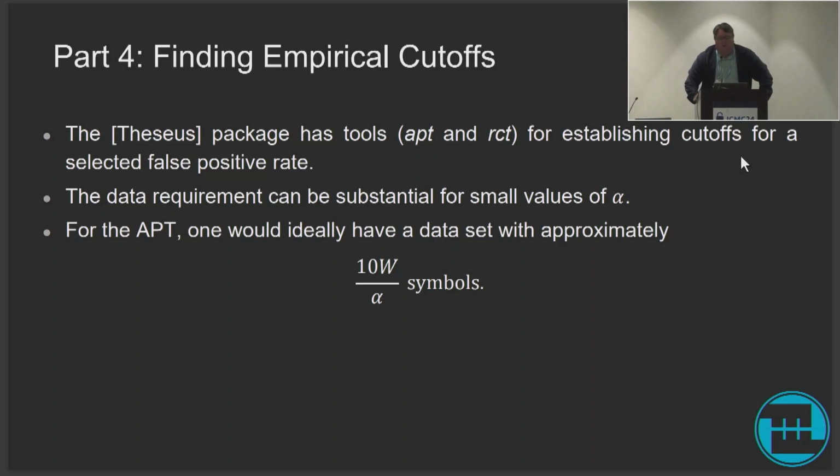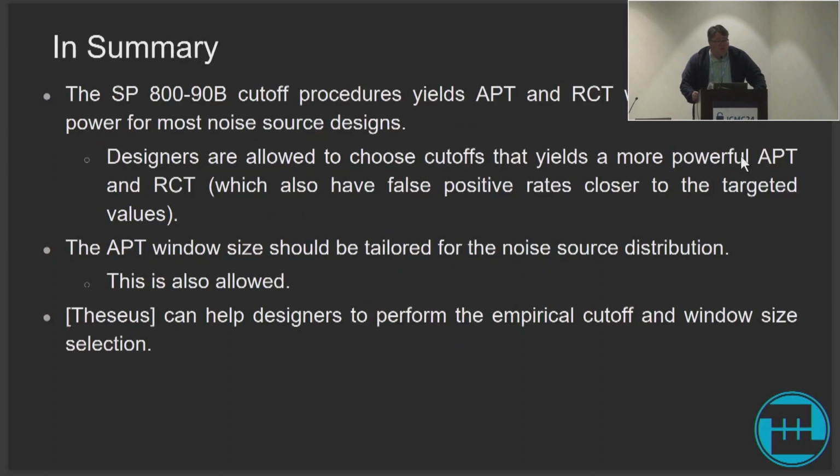You're looking at something like a factor of 10 times the window size divided by alpha. And remember, alpha is like 2 to the negative 20 to 2 to the negative 40. That means you're multiplying 10W by 2 to the 20 up to 2 to the 40, so eventually that becomes a real amount of data. It's a little bit hard to empirically estimate these cutoffs if you're targeting a false positive rate on the order of 2 to the negative 40. But at 2 to the negative 20, it is genuinely still possible.